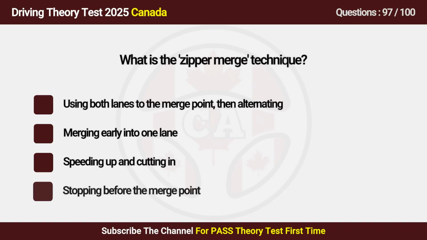Question 97. What is the zipper merge technique? A. Using both lanes to the merge point, then alternating. B. Merging early into one lane. C. Speeding up and cutting in. D. Stopping before the merge point.